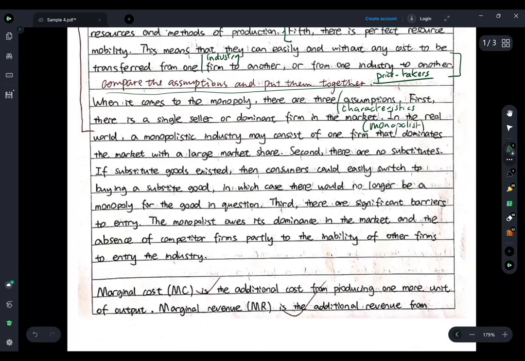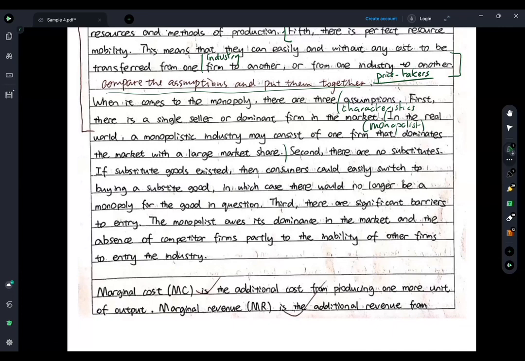In the real world, the monopolistic industry may consist of one firm that dominates the market with a large market share. Yes, it's true, but again, this essay question mostly focuses on the theoretical model of monopoly. So this sentence is absolutely correct. In practice, when we talk about a monopoly, we usually have several sellers, but one or two big ones, or one that dominates everybody else. Otherwise it would be an oligopoly.